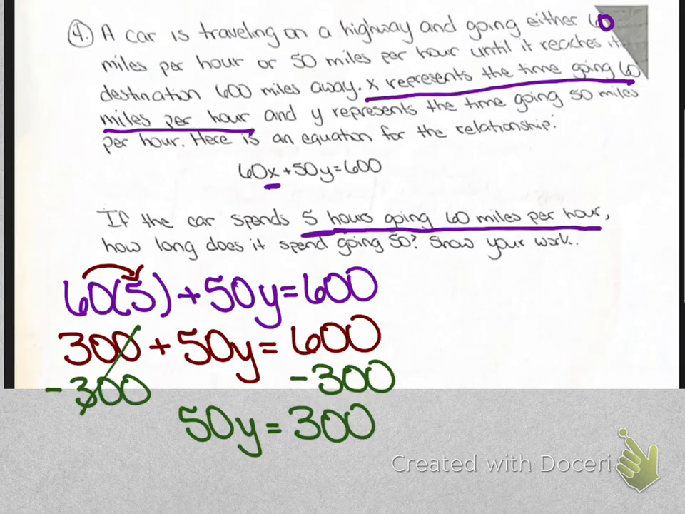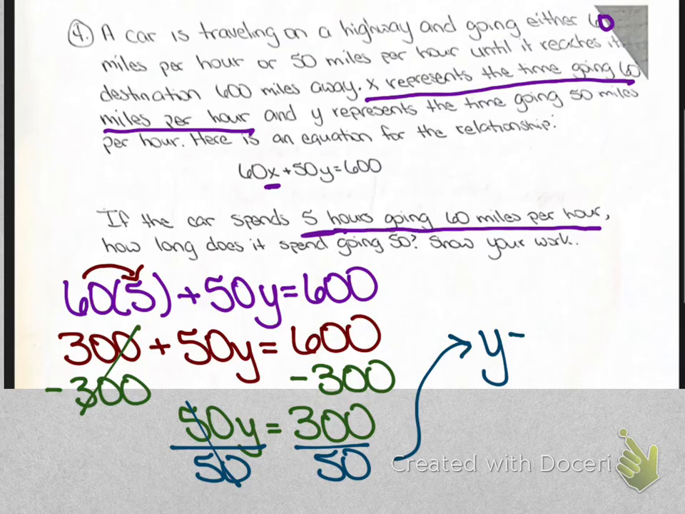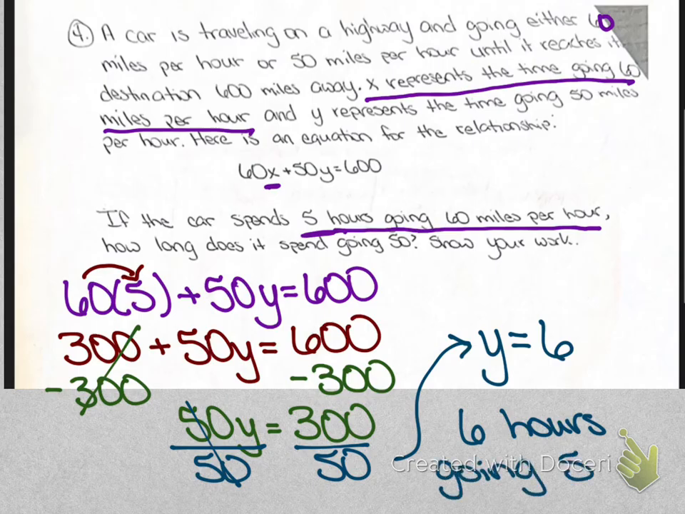Okay, now we want to get Y completely by itself. 50Y is multiplication, so you got to do division to undo it. So this is the last step where you divide by the number in front of your variable. 50 is in front of our variable, so that's what we're dividing both sides by. Okay, on the left side, the 50s cancel out, leaving us with Y equals, and then 300 divided by 50 gives us 6. So it took 6 hours, or 6 hours going 50. So again, you're just plugging in for the one it goes with, and then you're solving for the other variable.